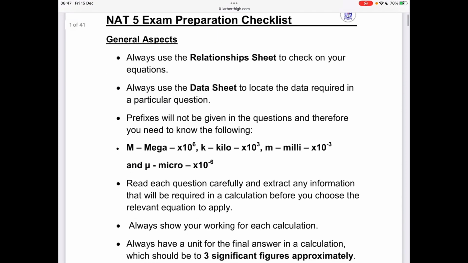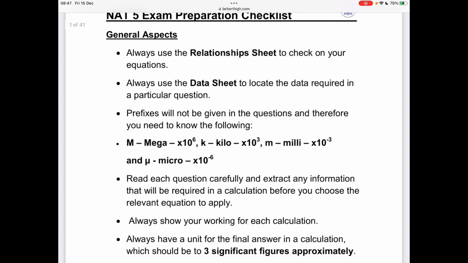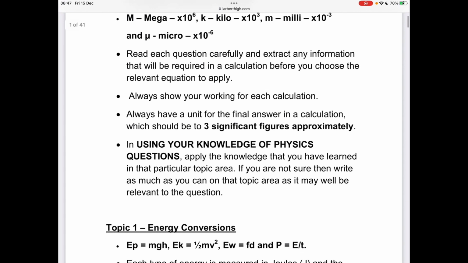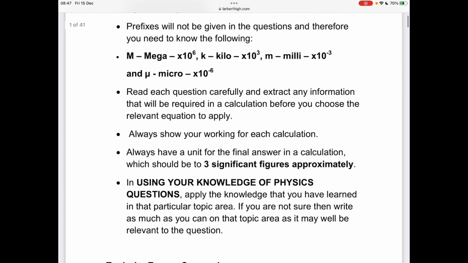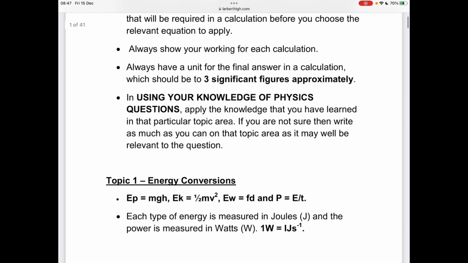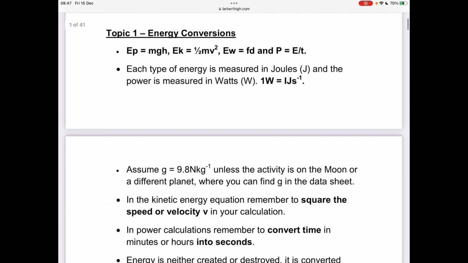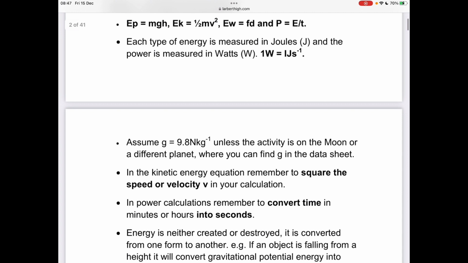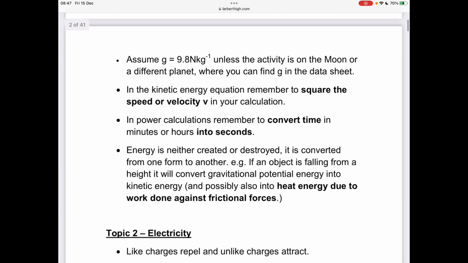So we've got some stuff here talking about using relationship sheets, data sheets, prefixes, again, stuff that applies to every part of the course, not just one individual unit. Talking about significant figures and using your knowledge of physics questions. However, if we keep scrolling down, you'll see that for every topic, it's been broken down for what equations are within that topic at the very start in bold, and then a couple of useful facts as well, talking about some key definitions, units, and numbers.